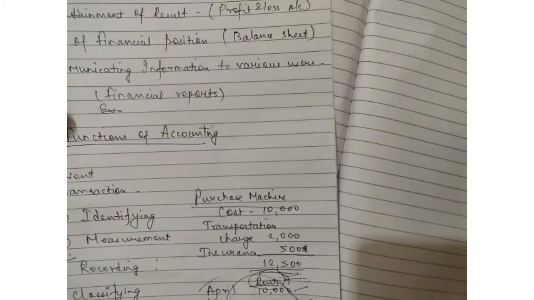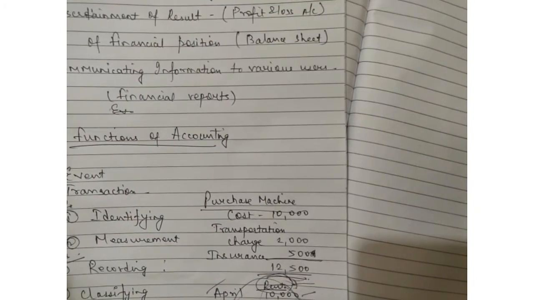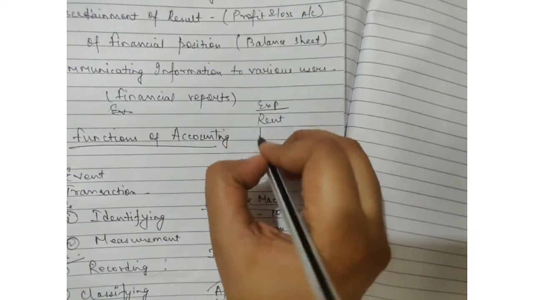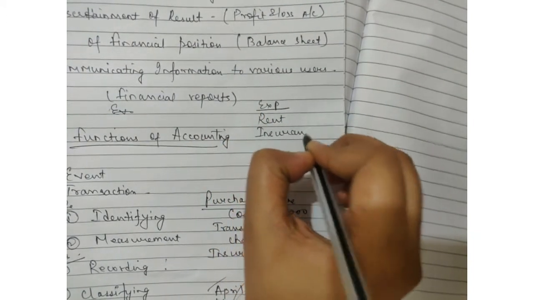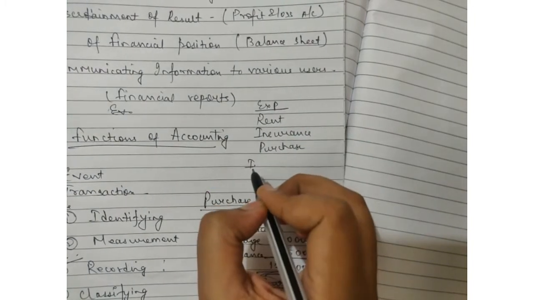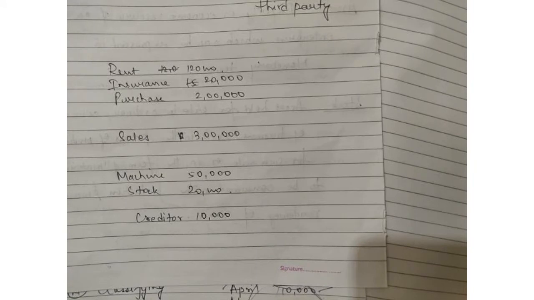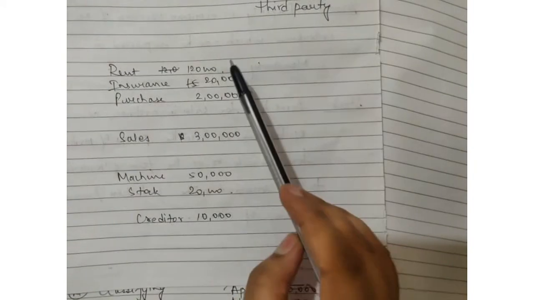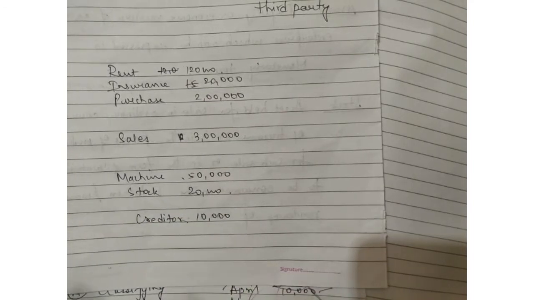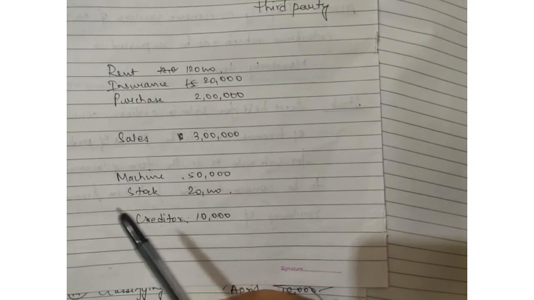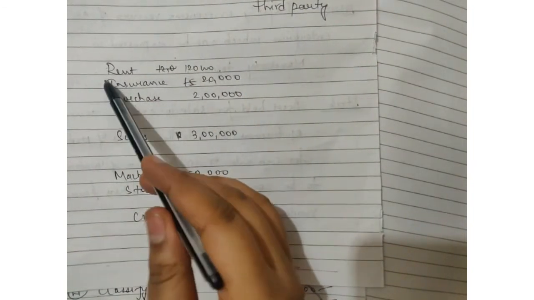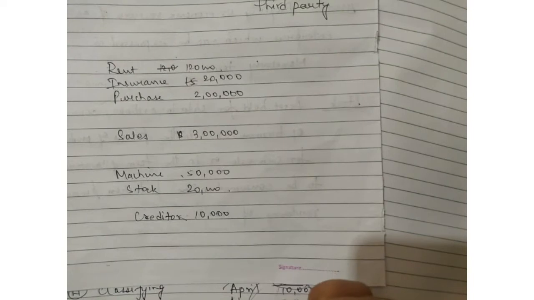Now, in your company or in your firm, rent is not the only expense. You will have an expense, rent, insurance, purchase, etc. So, in your firm, you have a lot of transactions. You have rent, insurance, purchase, sale, assets of machine, stock, liability of creditor. So you'll have separate ledgers for each of these transactions. For rent, you'll have a separate ledger, insurance separate ledger, purchase separate ledger.